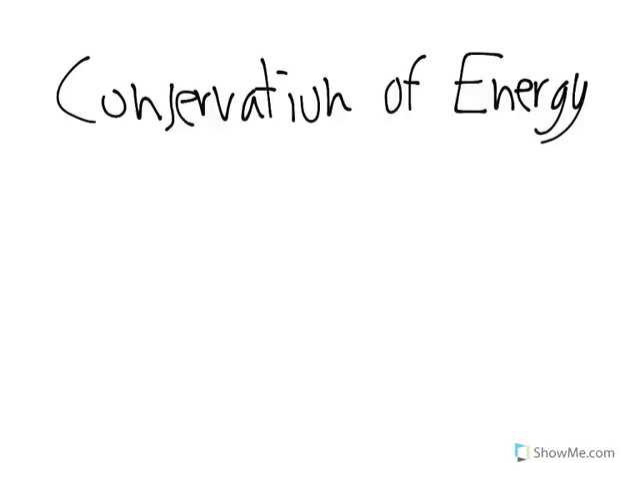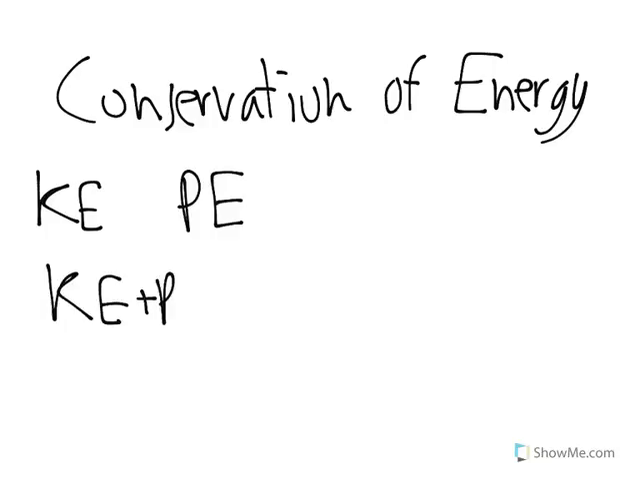Now that we've talked about how energy is stored, both in potential and kinetic forms, we're ready to talk about the total conservation of energy. To start with, all the energy is in one of two forms. It's either kinetic energy or potential energy. So the total energy is kinetic energy plus potential energy.